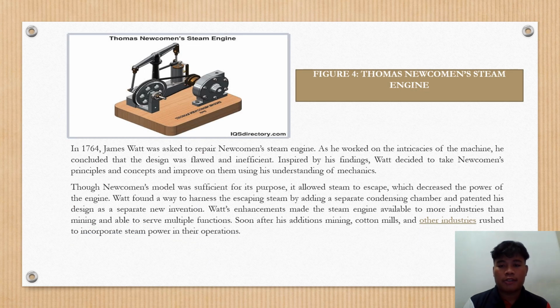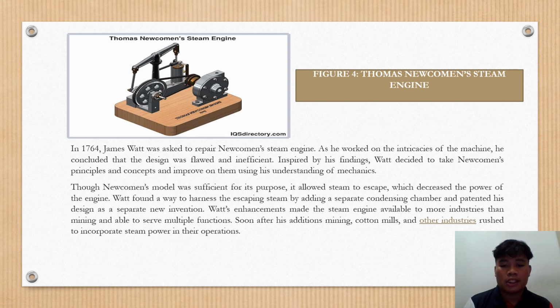Okay, so this is a figure of Thomas Newcomen's steam engine. In 1764, James Watt was asked to repair Newcomen's steam engine. As he worked on the interiors of the machine, he concluded the design was flawed and inefficient. Inspired by his findings, he decided to take Newcomen's principle concept and improve on it using his understanding of machines.